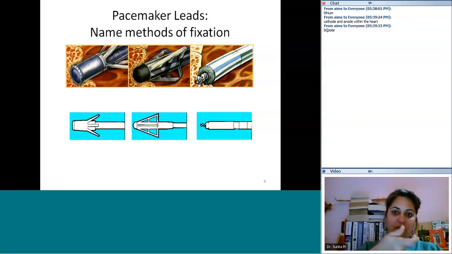So when you take your pacemaker lead in, okay, so the third one is screw in, right? You can see the screw, and that means when you take that lead, you screw it into the myocardium, okay. What is the first and second? Do you know any other methods of fixation?